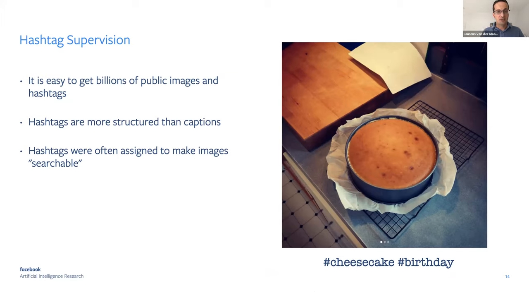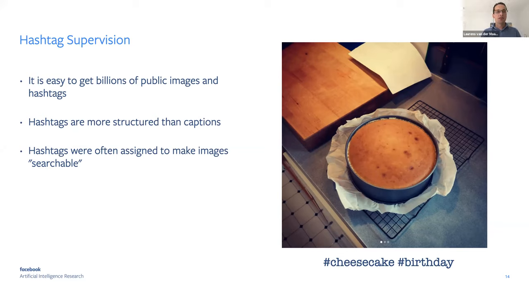And in this case, it's an image of a cheesecake, and the image was annotated by the person who posted it, which in this case was Ross Gershik, with the hashtags cheesecake and birthday. I think his wife made him this cheesecake for his birthday, so that's why. And so what you can see is that these hashtags contain some information about the content of the image. They may not be an exact annotation or an exact description, but they do contain some information.